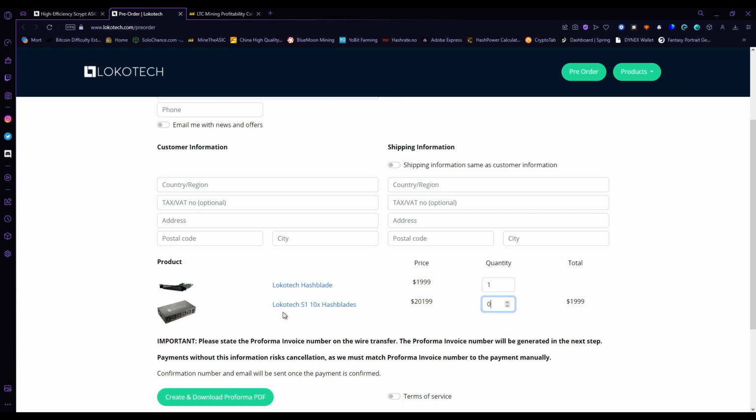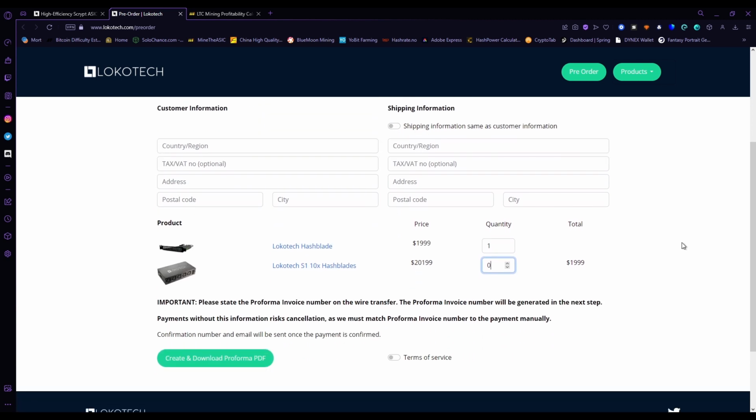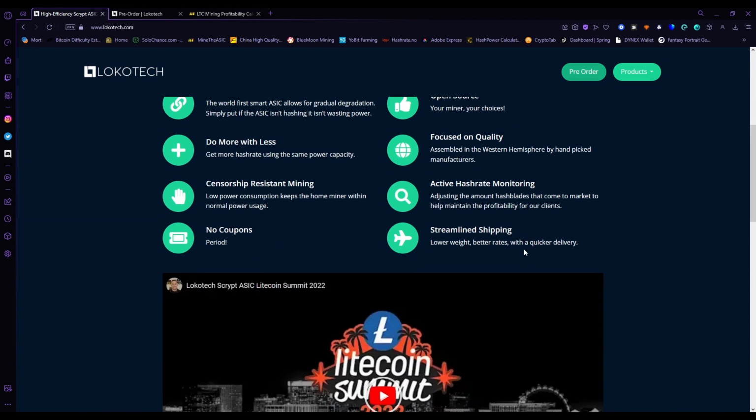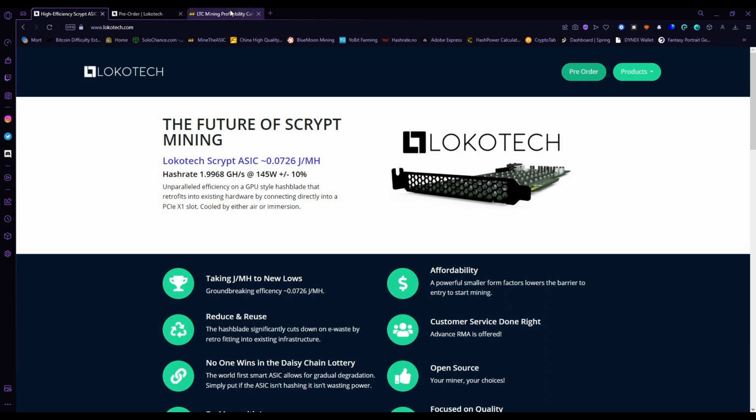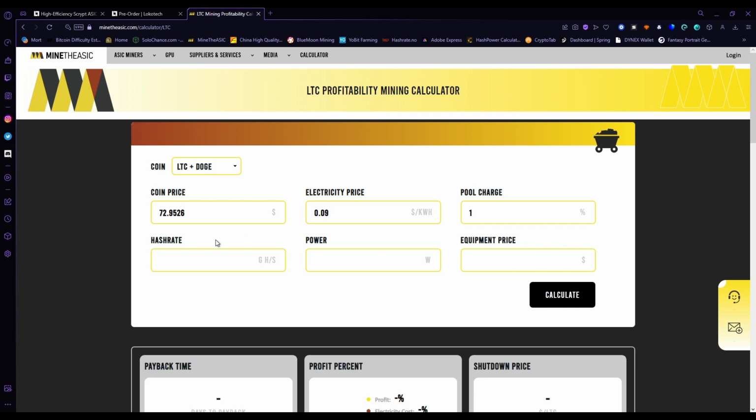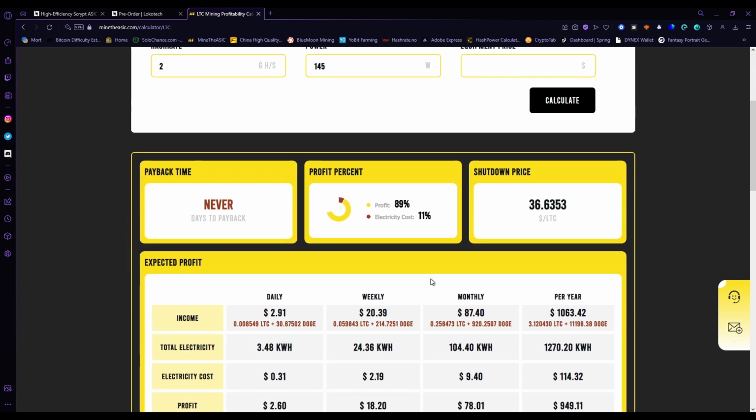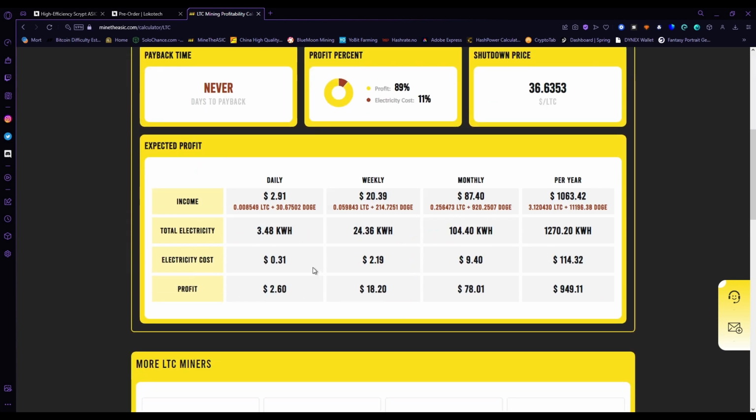They also have this Lokotech S1, which is basically a server case with 10 hash blades in it, for $20,000. Now, that can be quite a disappointment for some people, because $2,000 is a lot just to get right into mining. Who knows why it's that much in a bear market, but at least it's not a bull run, because I would have a feeling that just one of these hash blades in a bull run would probably be worth, take $20,000 by itself. But as we know, it does around 2 gigahash at 145 watts. That gets you $2.60 a day. So pretty much it's like the KS0 profitability if you really think about it.